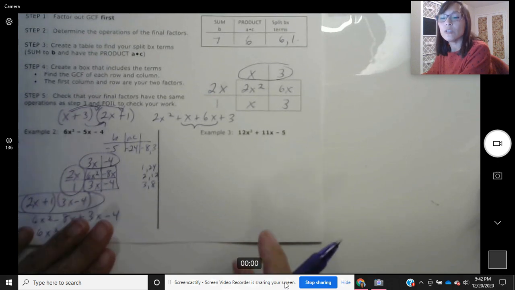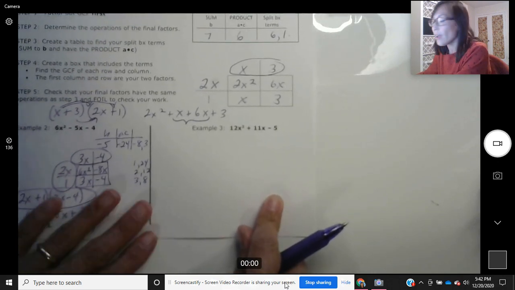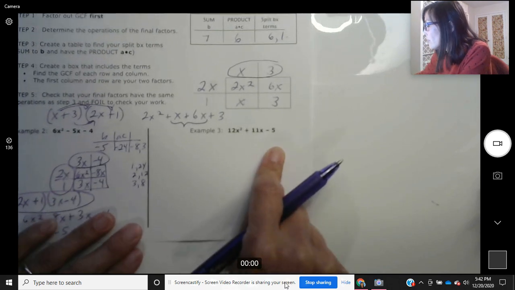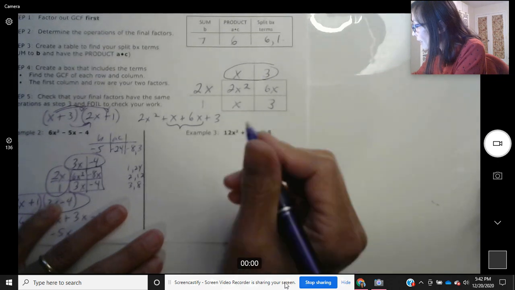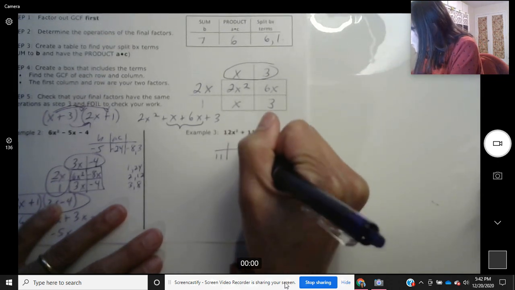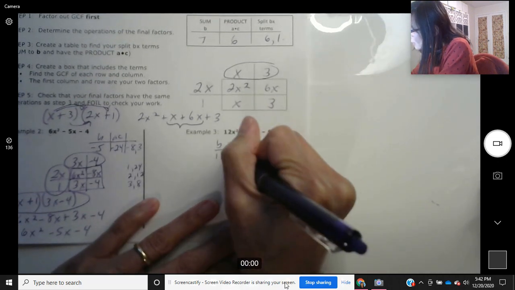Let's look at 12x squared plus 11x minus 5. So I don't see a greatest common factor out of there. Now I'm going to look at what adds up to 11 but multiplies to -60.